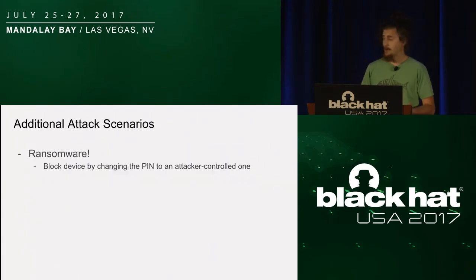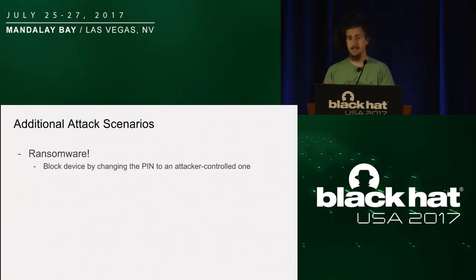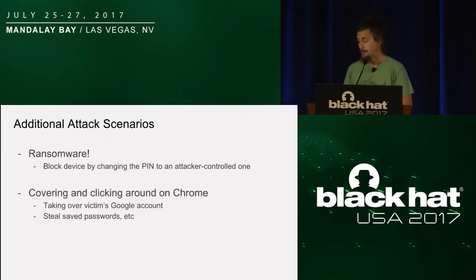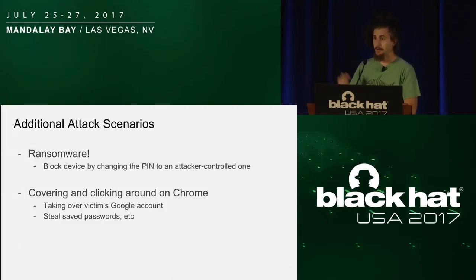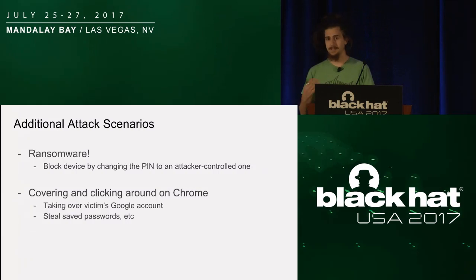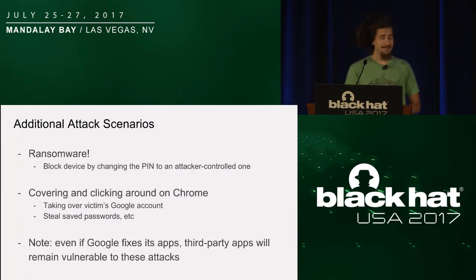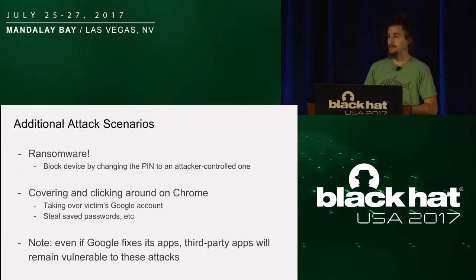Other attacks, you can do some ransomware where instead of encrypting all the files, what you can do is change the PIN to something that is attacker controlled, and then the user is locked out from his phone. Another way is that you can cover the Chrome application, and then you can take over a Google account by stealing passwords and so forth. You can still save passwords and things like this. And the other problem is that even if Google fixes its own applications, there are a number of apps out there that will remain vulnerable unless they start to try to defend themselves.